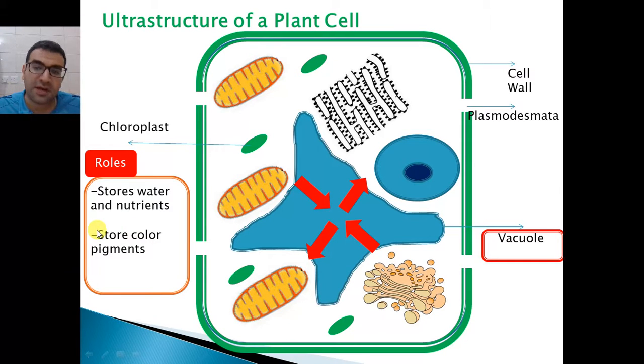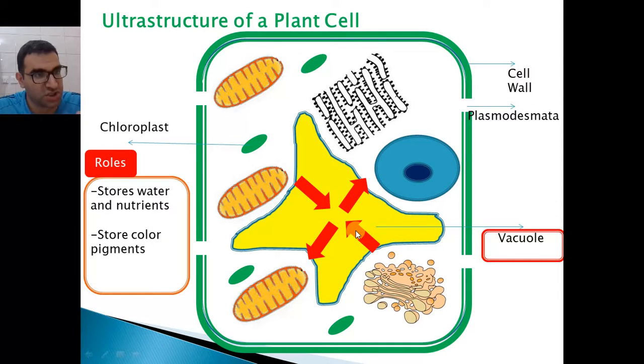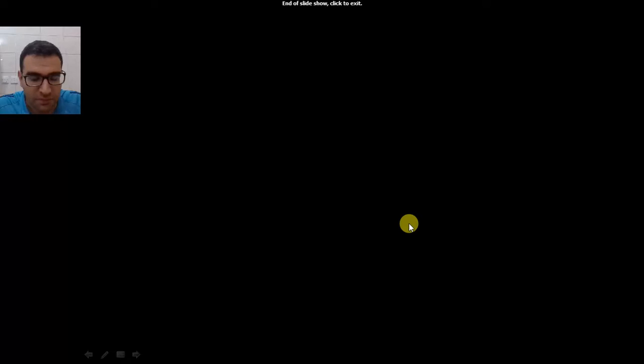Another function for the vacuole is that it stores color pigments. Not all the plants are green. Some plants have different colors. For example, here, this is a red pigment, because certain plants have a red color. They can be violet. They can be, for example, yellow. As you can see, the color is changing. So the colorful plants carry their colors because of the color pigments stored inside the vacuole.